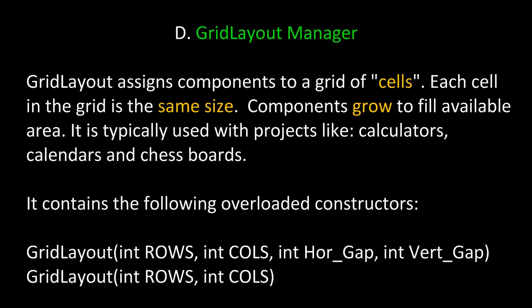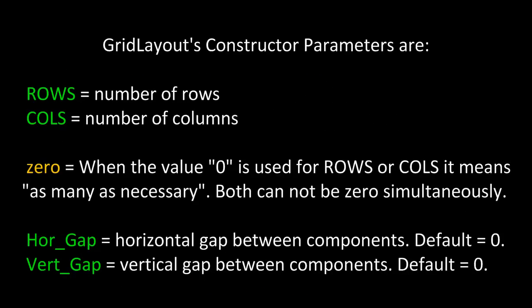The first takes 4 integers, in this case rows, columns, the horizontal gap, and the vertical gap, and the second would take 2 integers, describing the rows and columns. A breakdown of GridLayout's constructor parameters is as follows. Rows is the number of rows, and columns is the number of columns. Special note, when 0 is used for rows or columns, it means as many as necessary, but both cannot be 0 simultaneously. The other two arguments, horizontal gap and vertical gap, represent the horizontal gap between components and the vertical gap between components, and both default to 0.